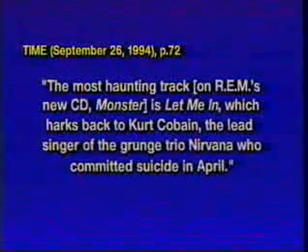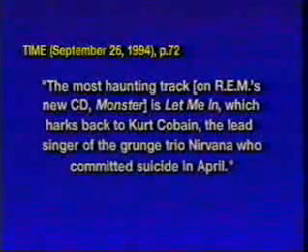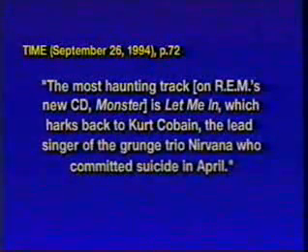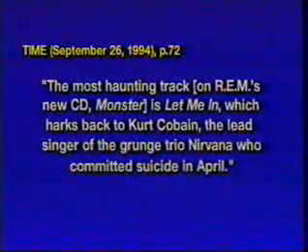What it says is, "The most haunting track is Let Me In, which harks back to Kurt Cobain, the lead singer of the grunge trio Nirvana who committed suicide in April." What that says is, the trio committed suicide in April. What I think was intended, since I know this is historically the fact, is that Kurt Cobain committed suicide in April, and he had been part of a trio called Nirvana.